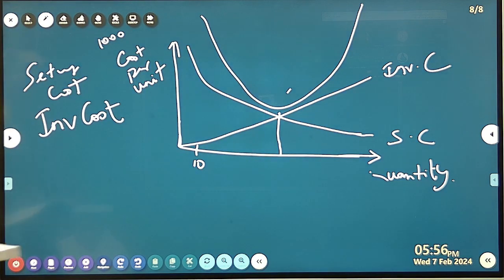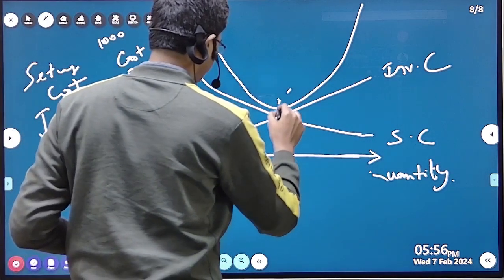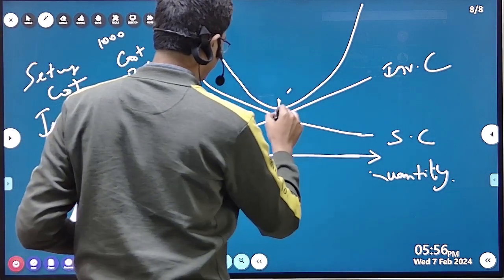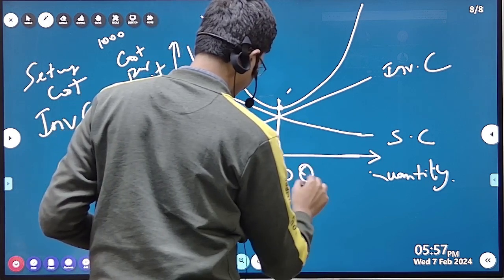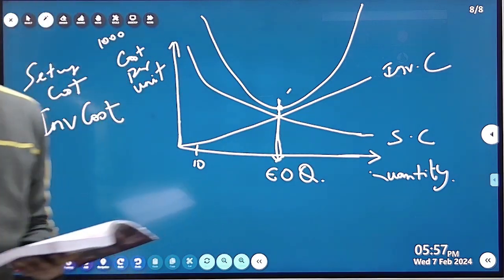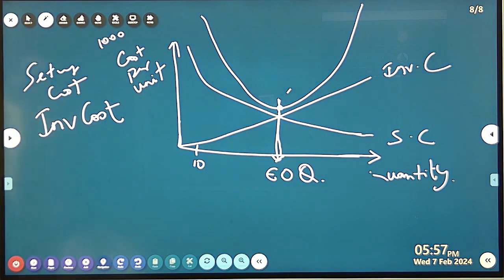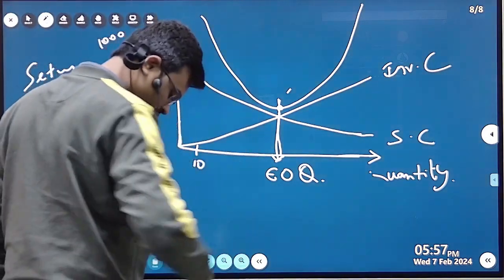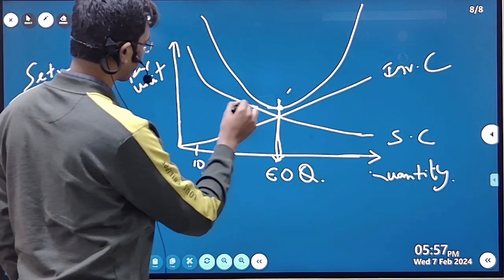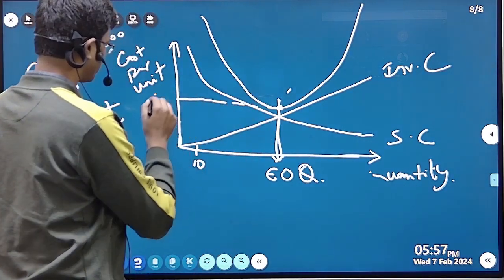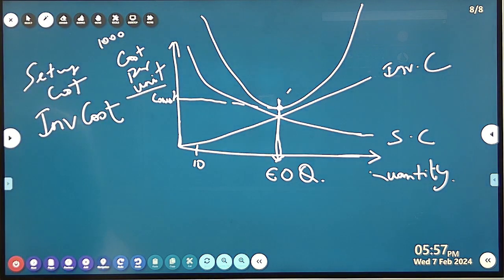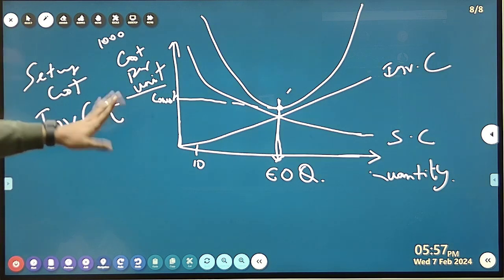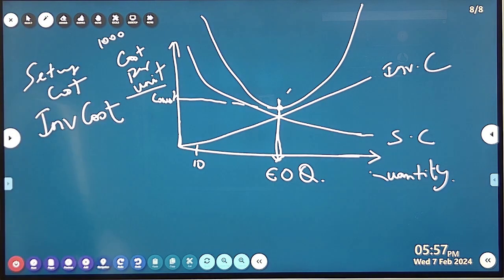So this point is your EOQ. At this point, your cost is the lowest. Cost per unit, not the total cost. Your cost per unit is the lowest at this point. Understood?